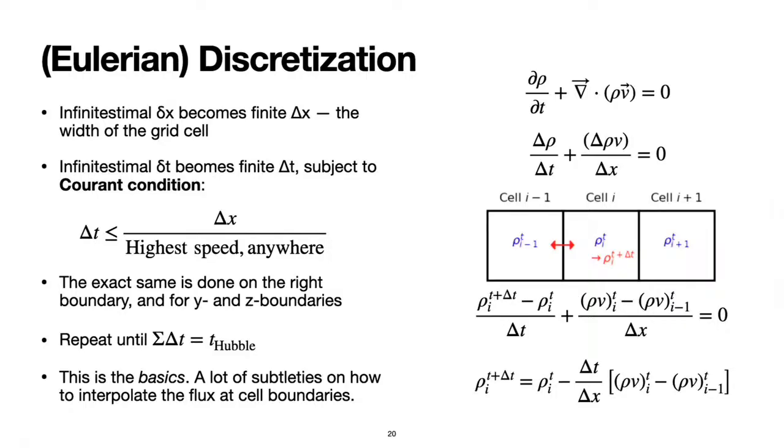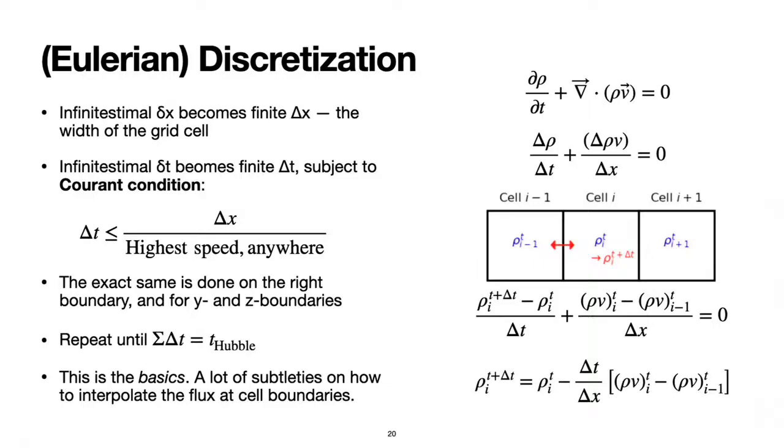Does anyone know what the Courant condition says? It just says the time step should be small enough that you cannot cross more than one cell width in one time step. So that translates as the width of your cell divided by whatever the fastest speed is in your simulation, so the sum of the sound speed and the gas velocity, for example.